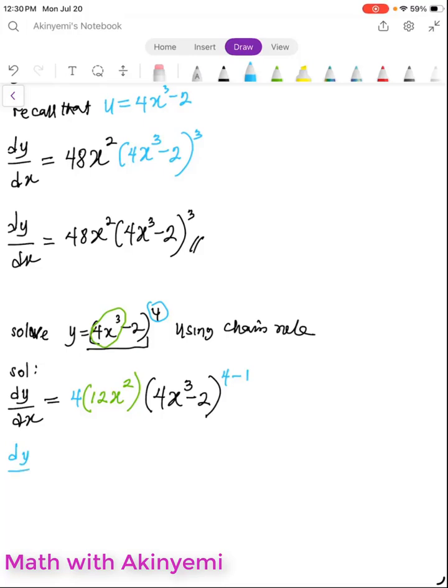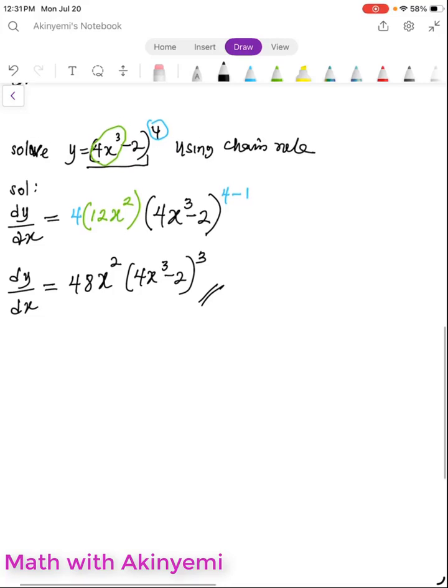So dy over dx, if we open this, we're going to have 48x squared into bracket 4x raised to power 3 minus 2 raised to power 3. Yeah, so you can see we're able to solve this in just very simple, very fast steps, and that's it.